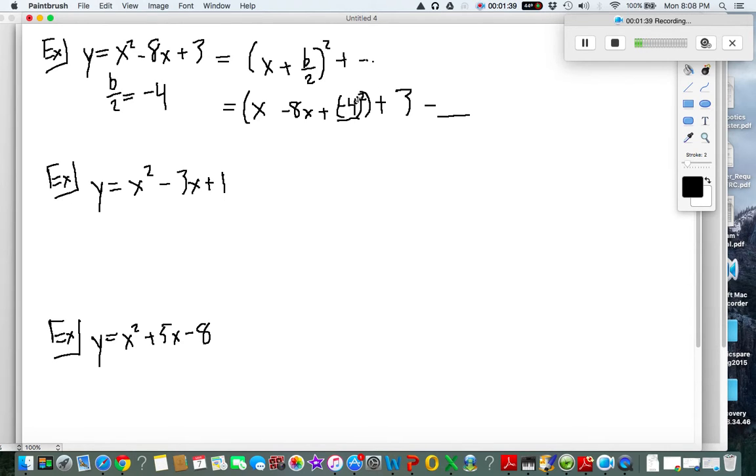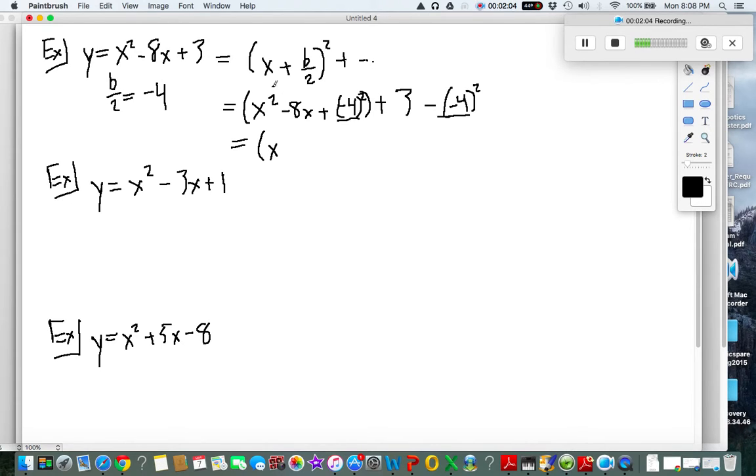Now, don't worry about the negative because you're squaring it. The negative will cancel out anyway. For consistency's sake, I'll put the negative in, but it really won't matter. If this number is the square of whatever half of this number is, you always have a perfect square trinomial. So, oops, forgot a squared here.